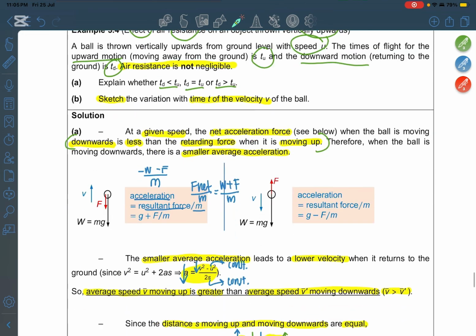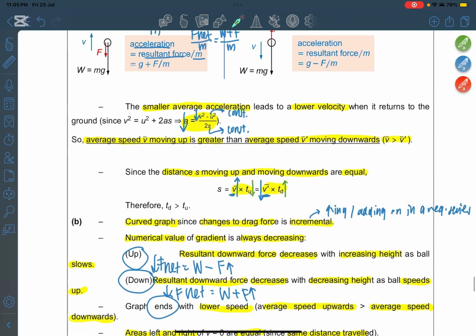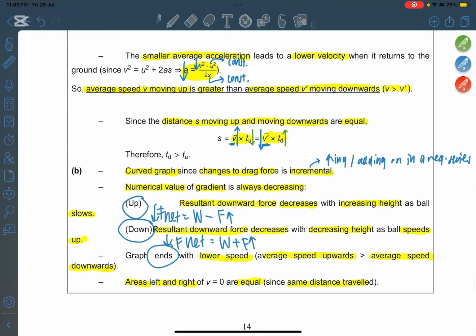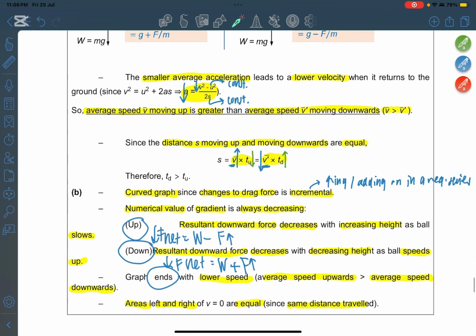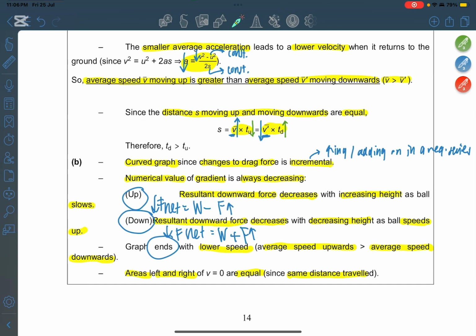Oh, then I made a huge mistake. It should be minus. My apologies, everyone. So, okay, now repeat what I said. So when this is increasing, in increasing height, right, the ball will slow down because drag force is increasing. And the resultant downward force is going to be decreasing mathematically.